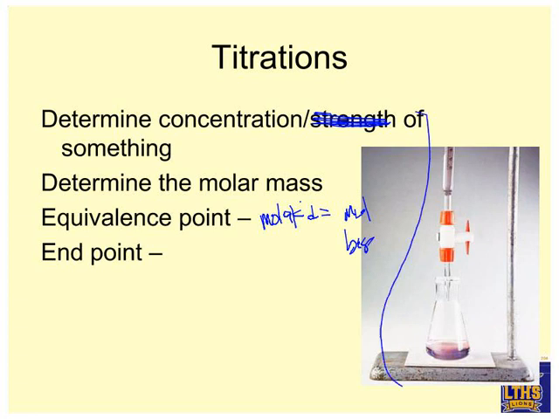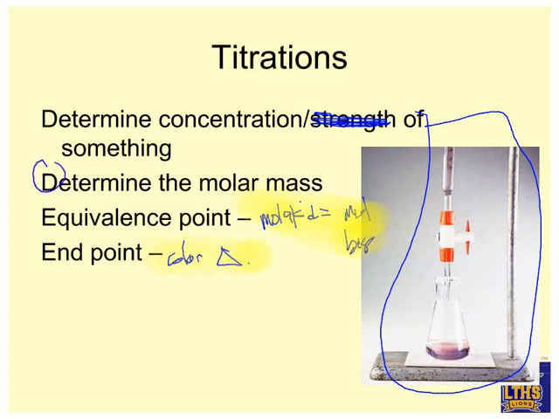And it looks like this is what a titration setup looks like in here. The end point is where the color changes. Now, ideally, where moles of acid equal moles of base and the color change, those two in our perfect world are the same. They won't be exactly the same, but they'll be very close. So how do these things determine molar mass?